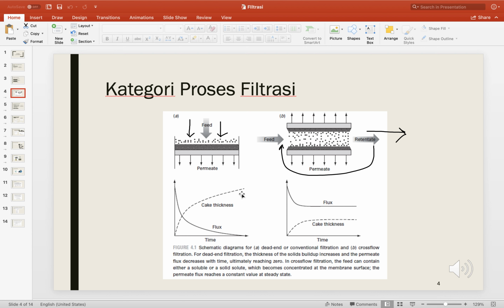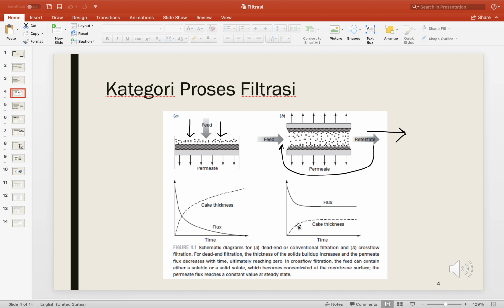The second difference is about the flux. Flux denotes the amount of filtrate that goes through the filter divided by the filter cross-sectional area divided by the operational time. When you have conventional filtration, because the cake on top of the filter becomes more and more over time, the flux, or the amount of permeate going through the filter, will reduce over time. A different thing happens in the cross-flow filtration.